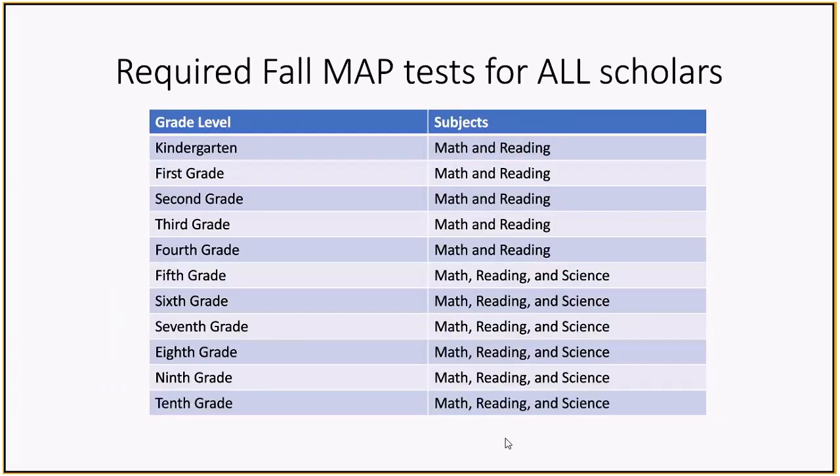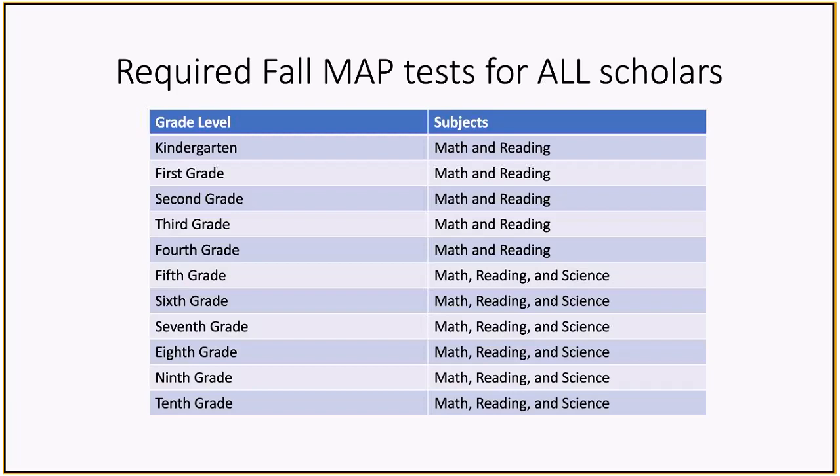This is the list of required tests by grade level. As you know from the previous slide, MAP offers language usage. This is an optional test for this year. Your scholar's campus may choose to administer other tests apart from these listed. However, required tests must be administered to all scholars first.